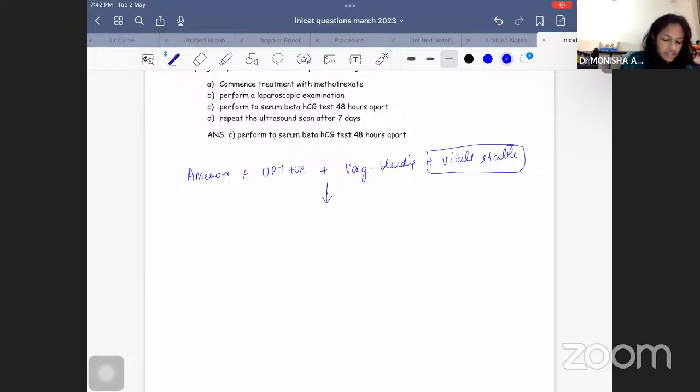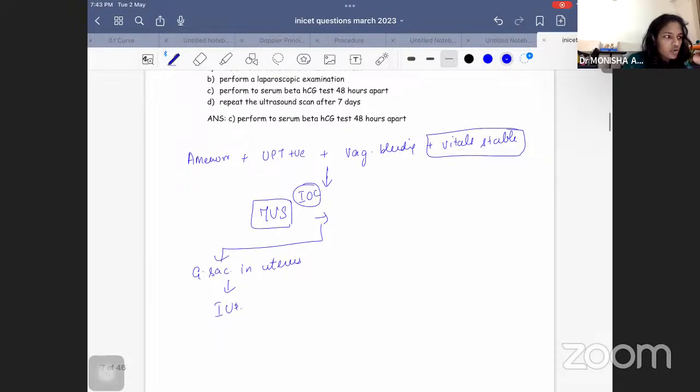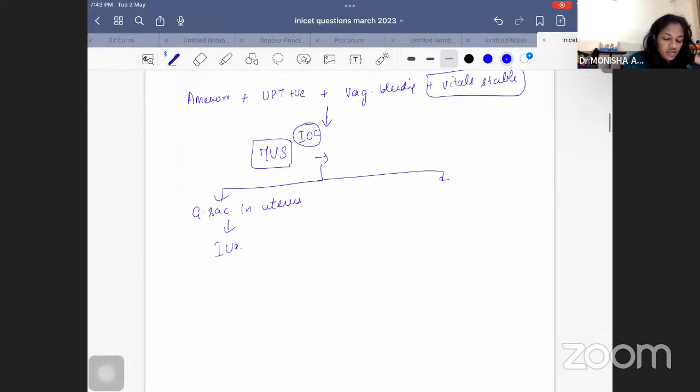She's stable, so you are going to proceed with your ultrasound. Ultrasound is going to be the investigation of choice in this kind of presentation. If on ultrasound you are seeing a gestational sac in the uterus, this is going to be an intrauterine pregnancy, no doubt.